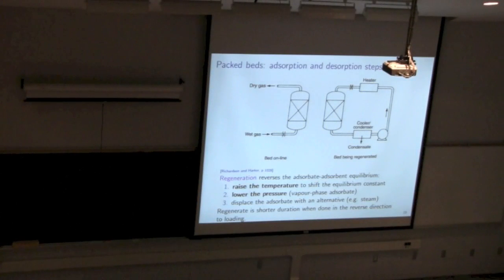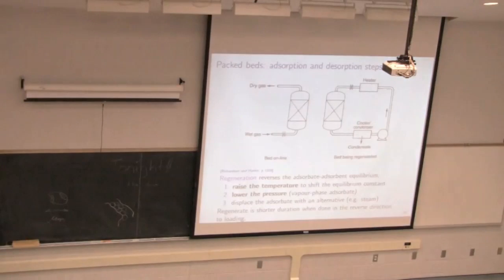Here's another example of doing it in a batch-wise manner. During the online case, when the bed is in the adsorption mode, we're feeding our wet gas. Here the aim of the adsorber is to remove moisture from that gas stream. That moisture remains on the packed bed, and then we dry the gas. You may be removing water or some molecule of interest, and they'll simply call it wet gas, a loaded gas, and then this dry gas, which is now stripped of that adsorbate.